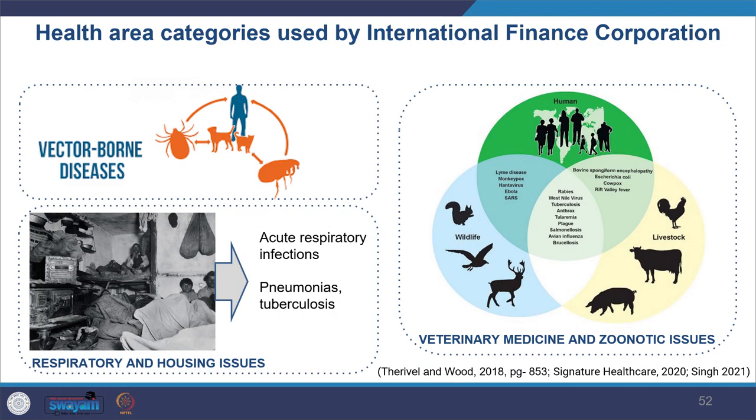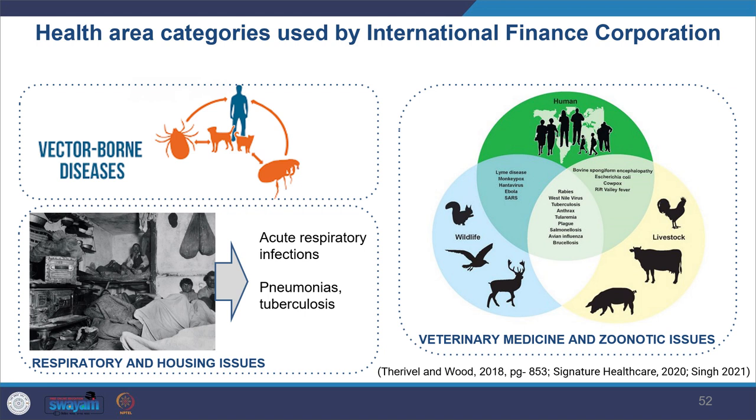So here we see the different approaches taken by the International Finance Corporation and the International Council on Mining and Metals. They provide a framework for identifying health outcomes and health determinants. We see the two approaches here. First, we are looking at the health area categories given by IFC, defined with health outcomes. You can see the health area vector-related disease, such as malaria, schistosomiasis, dengue, and so on. Then you see respiratory and housing issues: acute respiratory infections, pneumonia, tuberculosis, and so on.